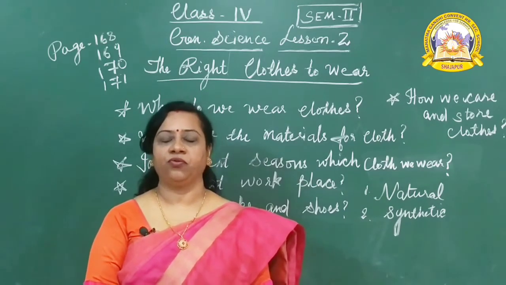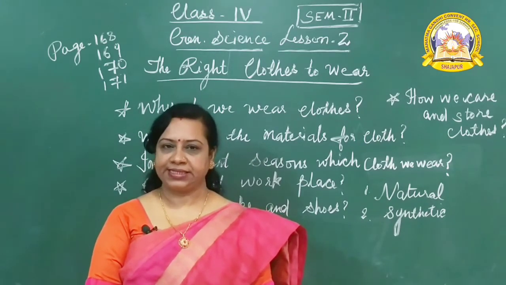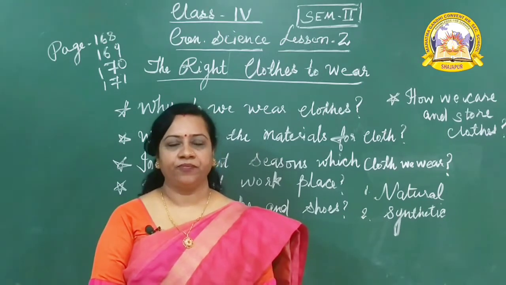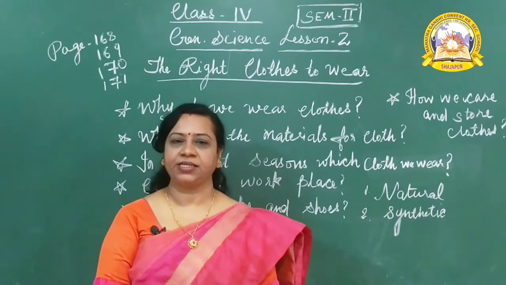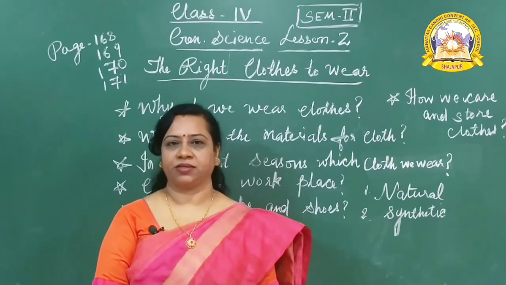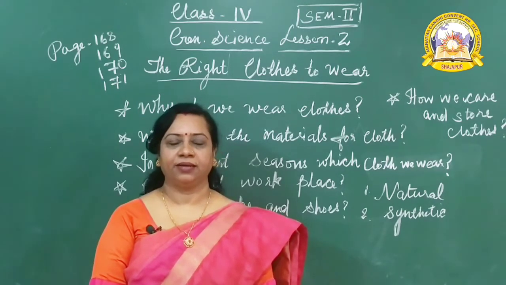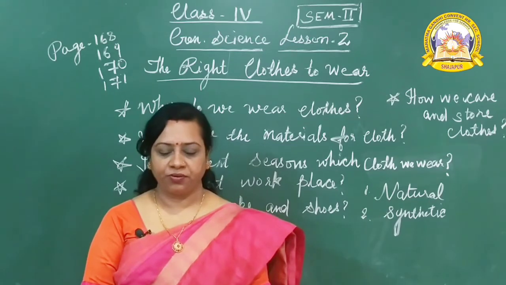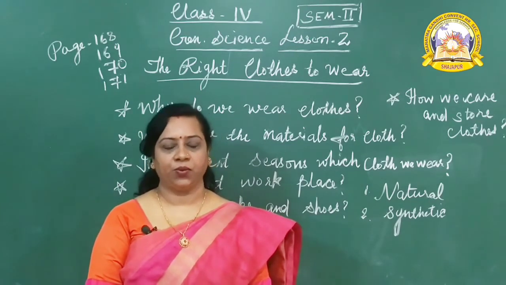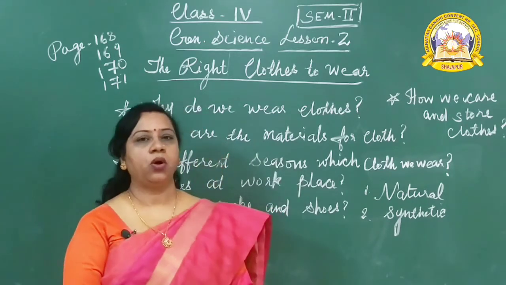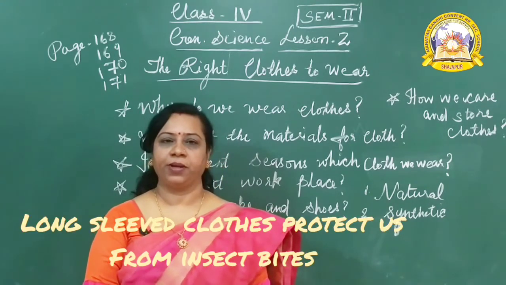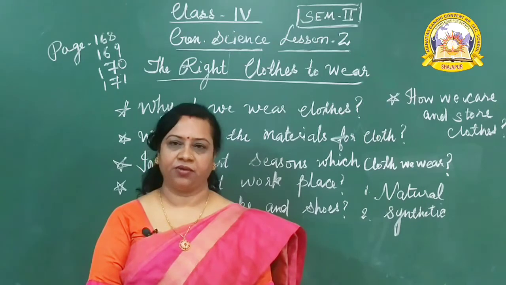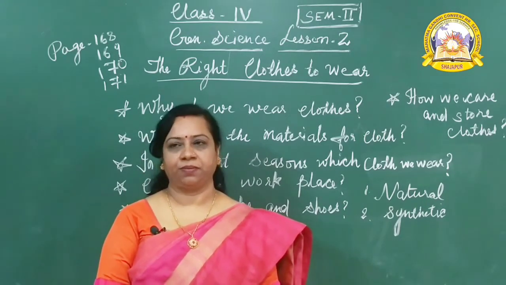So people who work long in the sun, what happens? Their skin becomes tanned because of the sun, and you see whatever part is covered is fairer than the uncovered part. So it is clear that clothes protect us from tanning also. During winter we wear warm clothes to protect us from the cold. So, if we wear long sleeved clothes at night, what happens? You will be prevented from mosquito bites. Therefore, clothes also protect you from insect bites.